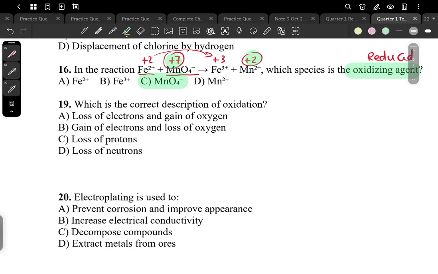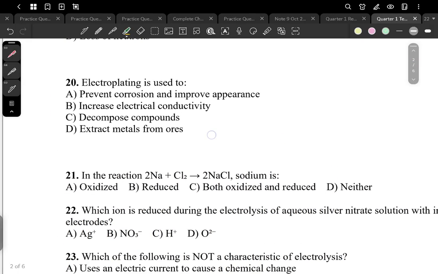Which is the correct description of oxidation? Oxidation: loss of electrons and gain of oxygen. Actually, this is correct. One of the definitions is that oxidation happens by losing electrons and also by adding or gaining oxygen.